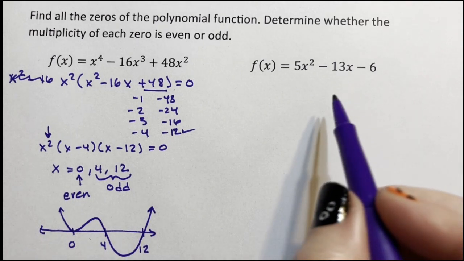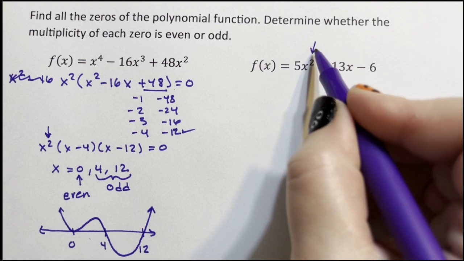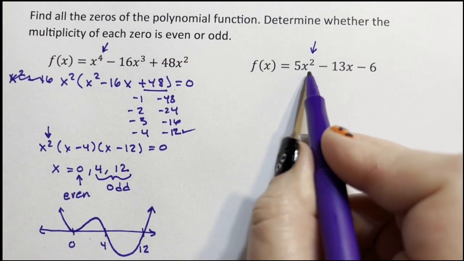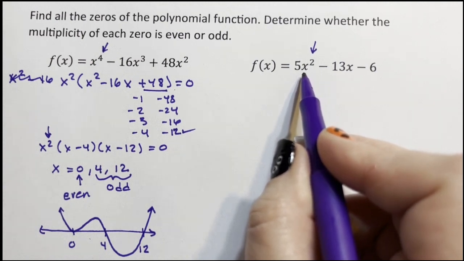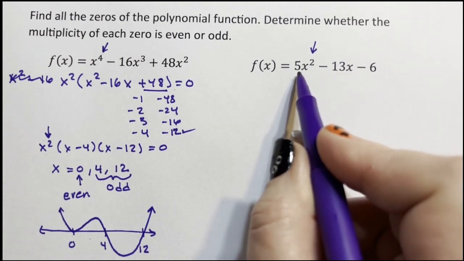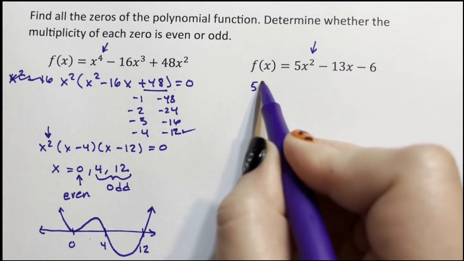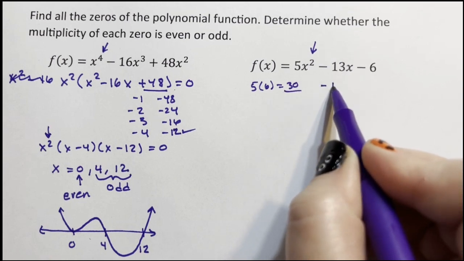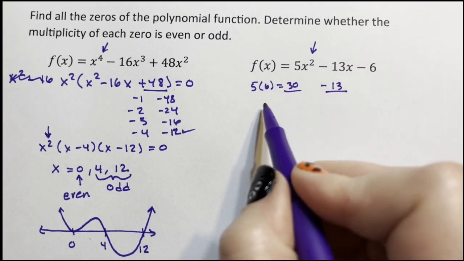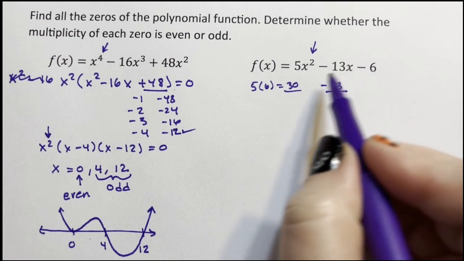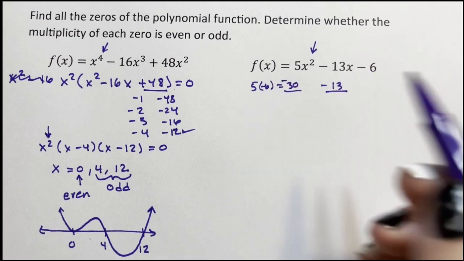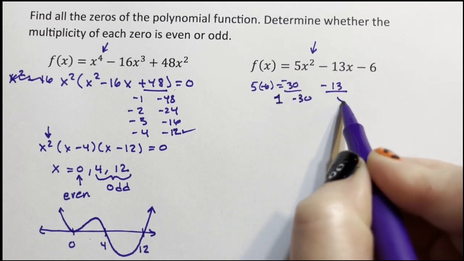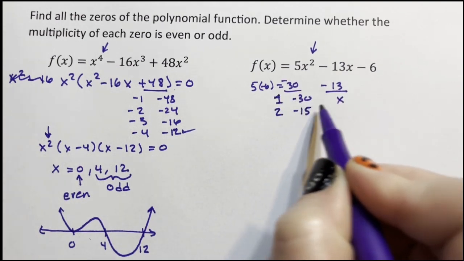All right, for this one, this has two zeros. I knew this one would have four. So because it's a quadratic, three terms, but a isn't one, I'm going to do ac. 5 times 6 is 30. Two numbers that multiply to 30 and add up to negative 13. So we have negative 30. The 6 is negative, the 30 is negative. 1 and negative 30, 2 and negative 15.